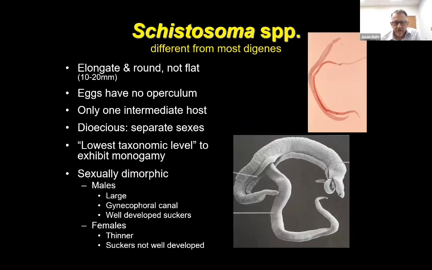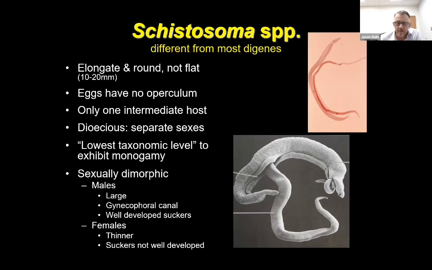So as I mentioned at the start of the lecture, schistosomes that cause human schistosomiasis have very different traits than the majority of digeneans and flatworms. First of all, they're not flat. They're actually round, as you can see from the photos here. Their eggs do not have opercula. Opercula are little flaps that allow the worm to escape the egg. So that's also something different from most other flatworms. They only have one intermediate host, which is the snail, and one definitive host, which is a human, whereas many trematodes have more than one intermediate host.